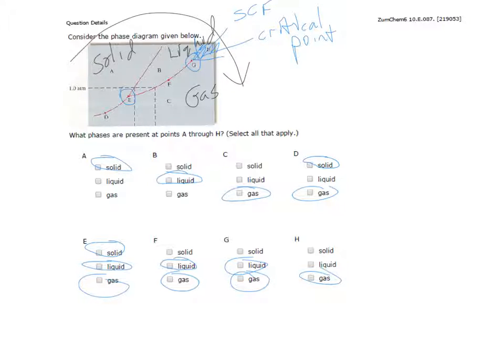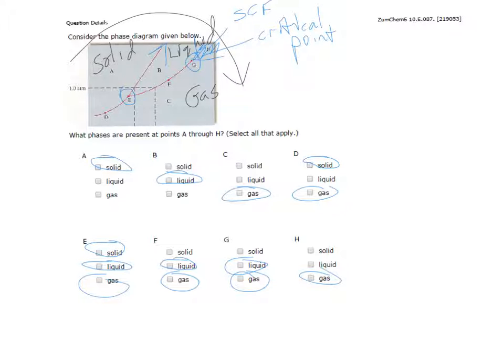And then lastly, the critical point is the point at which liquids and gases become indistinguishable. So the liquid-gas line does have an end point at point G. That point is called the critical point, whereas the solid-liquid line extends forever. It would be a ray that just keeps going on infinitely.